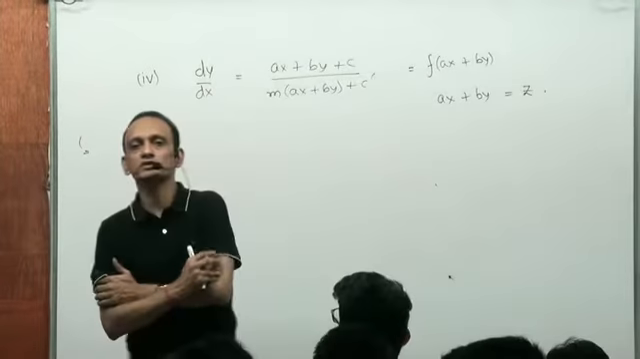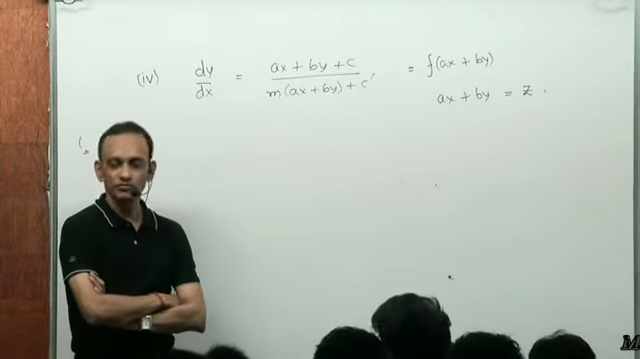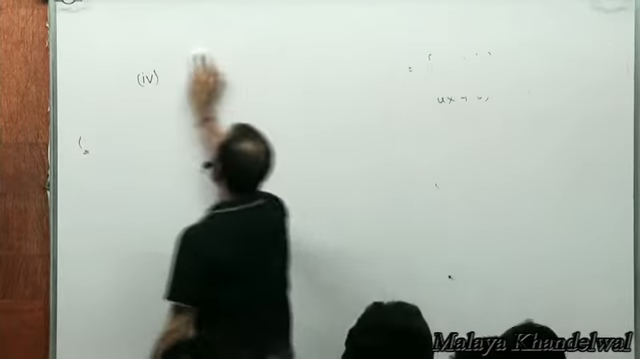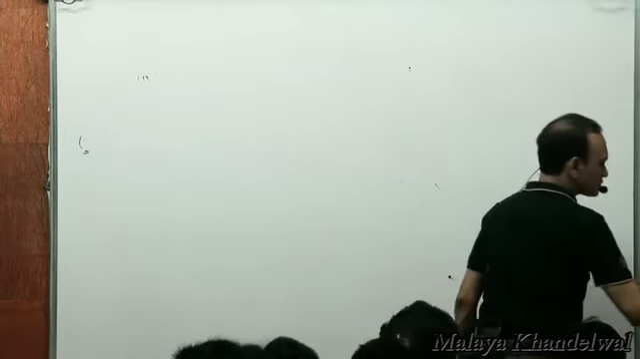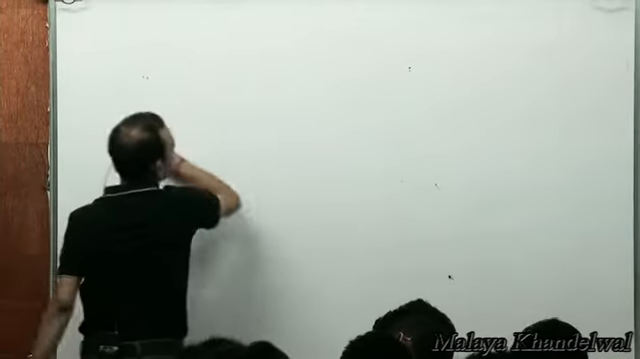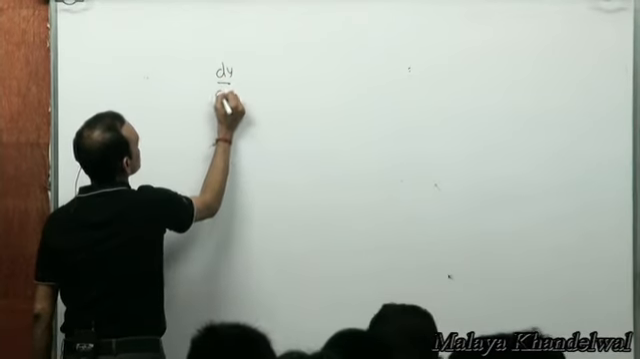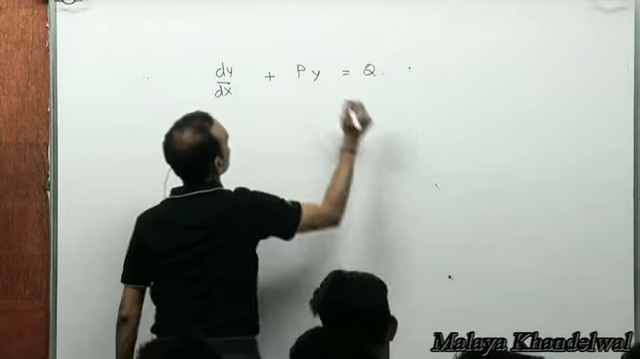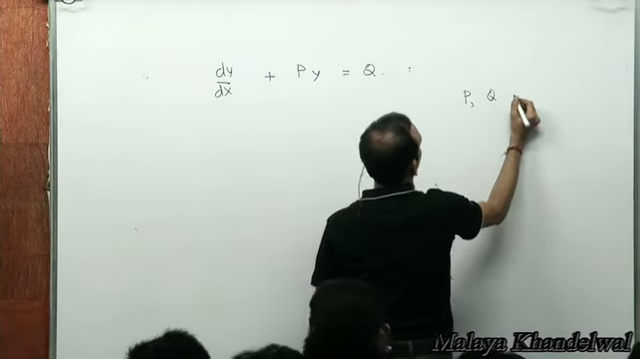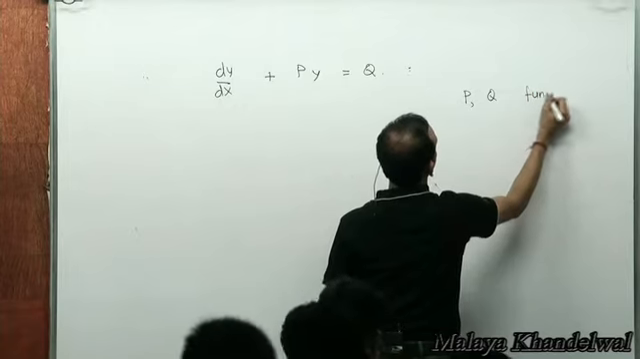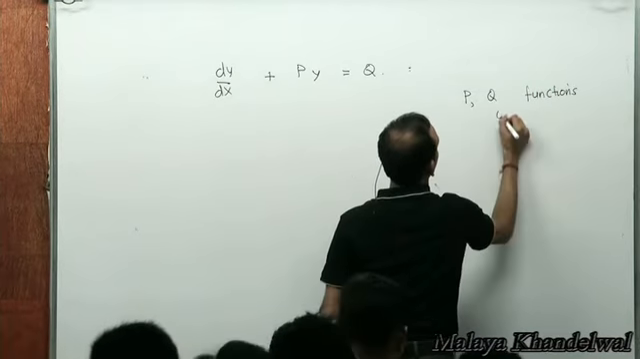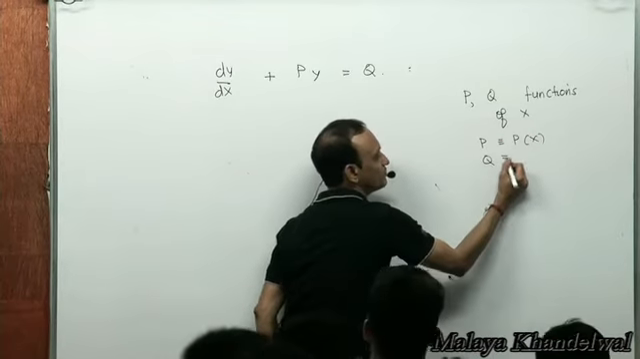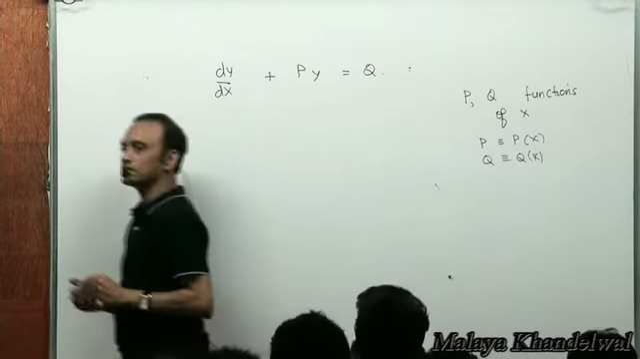Another form of the differential equation which appears very regularly in real life is what's called a linear form. A linear form of the differential equation, say dy/dx plus p times y equal to q, where p and q are functions of x. That is, p a function of x and q a function of x.